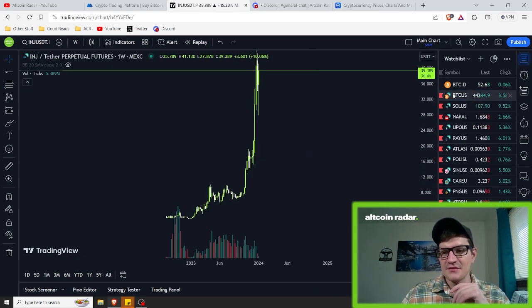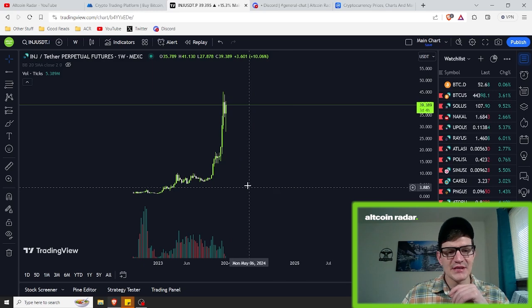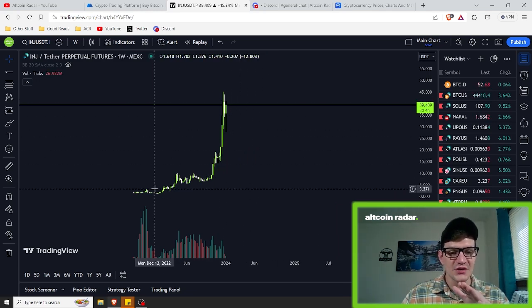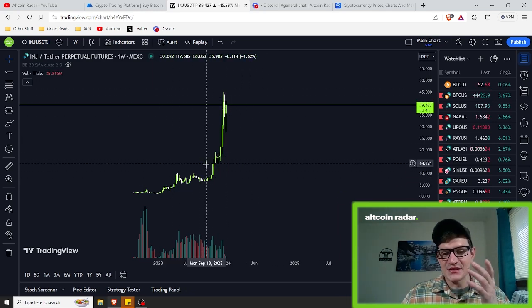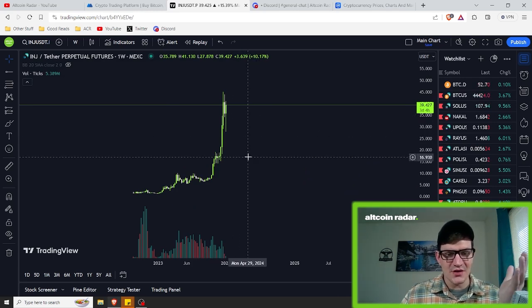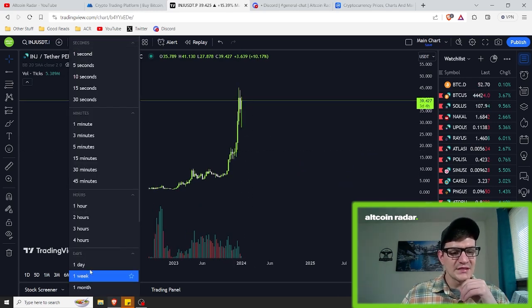With Injective, there's really not that much price action going on in the weekly chart, to be honest with you. I mean, yeah, there is some, but really there's not much structure here to look at at all. So we'll go ahead and take a look at the daily.